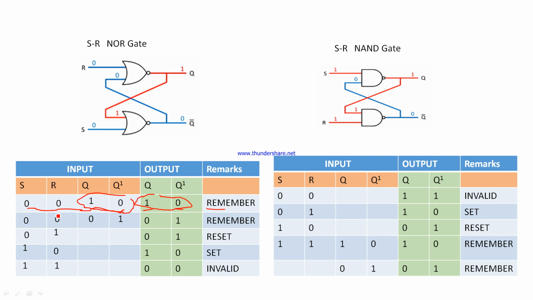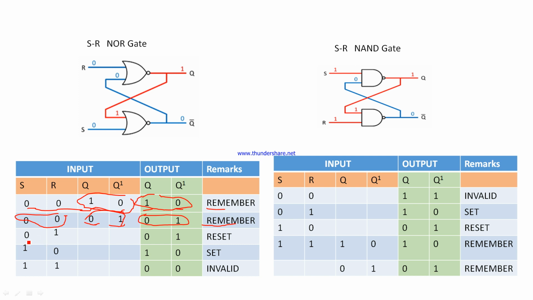Okay? Now, another possibility, we keep S and R 0, 0. But in this case, we assume Q 0 and Q dash 1. If we do this assumption, you will see that Q and Q dash will remain the same. It will be 0, 1. So again, this one we call the remember state.